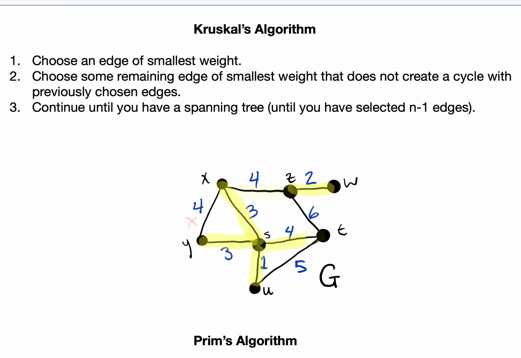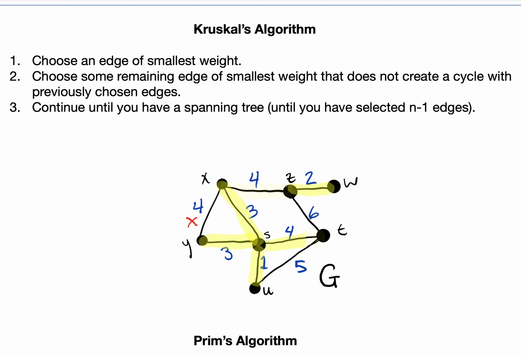But notice at this point, I cannot select this edge because that edge would make a cycle with previously chosen edges. So I can select this edge. It does not make a cycle with anything I've previously chosen, and I can select this edge. It doesn't make a cycle with anything previously chosen. And I now have my minimum spanning tree. I have finished because I have a tree that includes all vertices of the graph G. It also has 6 edges, 1 minus the number of vertices in the original graph.